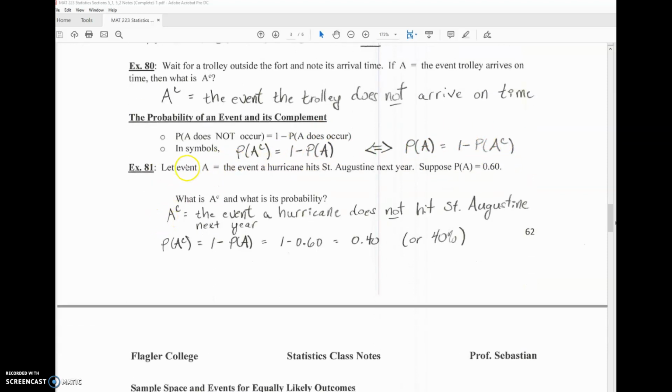So for example, let event A be the event a hurricane hits St. Augustine next year. Let's say that we have some information that tells us the probability of event A happening is 0.60 or 60%. So what is A complement and what is its probability? A complement would be the event a hurricane does not hit St. Augustine next year. And the probability of that happening, well, they have to sum up to 100, so since that's 60, this would be 40%. In formulas, the probability of A complement is 1 minus the probability of A, or 1 minus 0.6, which is 0.4, or 40%.